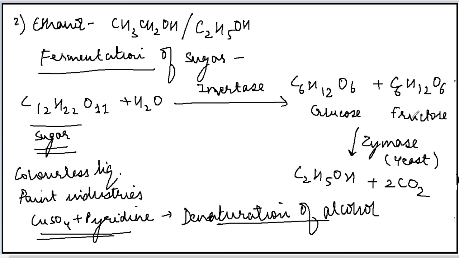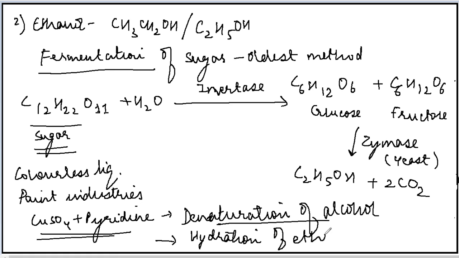Now fermentation was the oldest method and is also used nowadays to prepare ethanol. But other than fermentation, a new method has been introduced, that is hydration of ethene. You can also prepare ethanol by bringing about hydration of ethene. Okay, so here we finish alcohols and phenols. In the next video I will discuss ethers. Thank you so much.